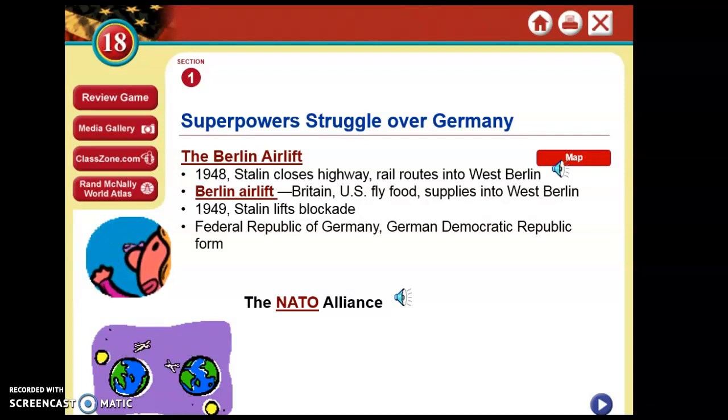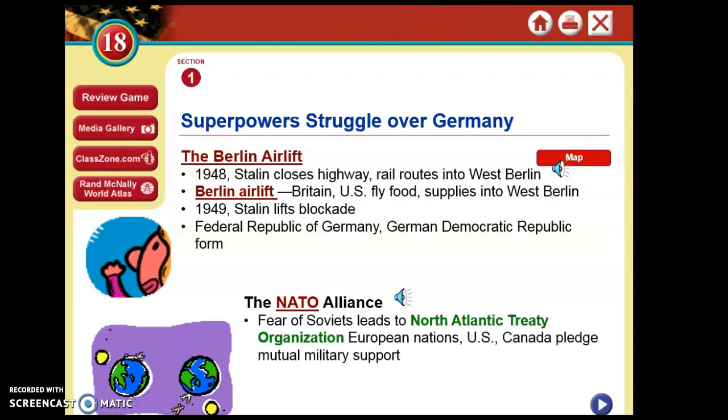The Berlin blockade increased Western European fear of Soviet aggression, and as a result, the Western European nations of Belgium and Denmark, France, Great Britain, Iceland, Italy, Luxembourg, the Netherlands, Norway, and Portugal joined with the United States and Canada on April 4th of 1949 to form a defensive military alliance called the North Atlantic Treaty Organization, or NATO for short. The 12 members of NATO pledged military support to one another in case any of the member nations were attacked.